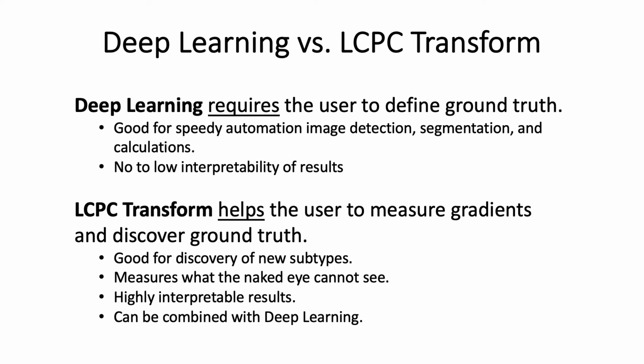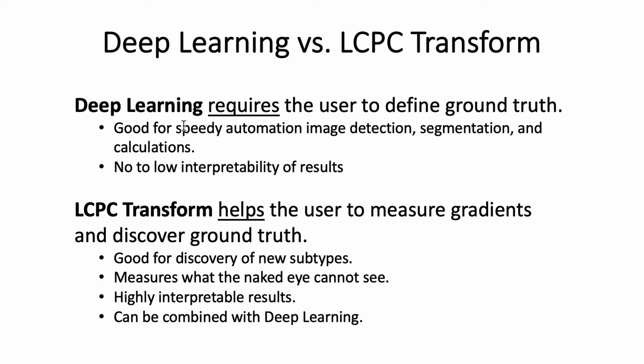Now quickly, I just want to compare deep learning versus the LCPC transform because this is a common question. Deep learning requires the users to define ground truth in order for it to work. The LCPC transform, however, allows the user to measure very precise gradients and thus discover new ground truth.